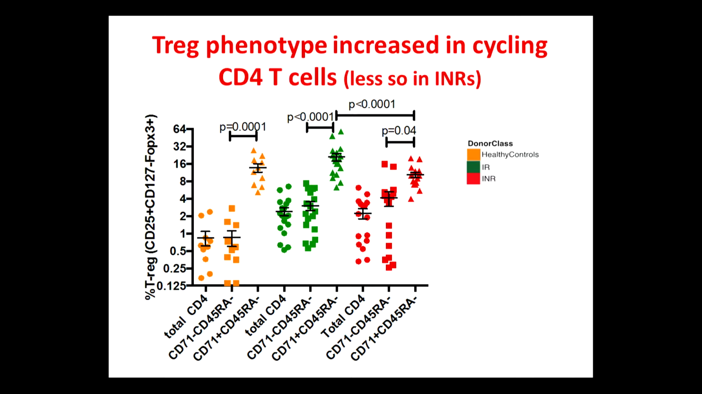These are our healthy controls. These are the frequency of these cells that are CD71 positive, CD71 negative, total CD4s. And these are all memory cells again. As I mentioned, the cycling cells that we looked at are cells in the memory compartment, and we see the same, similar enrichment in the HIV positive patients for FOXP3 T regulatory cells, and likewise in the immune non-responders, although the magnitude of the enrichment is less in these folks than in those.